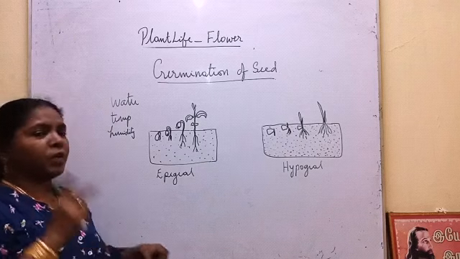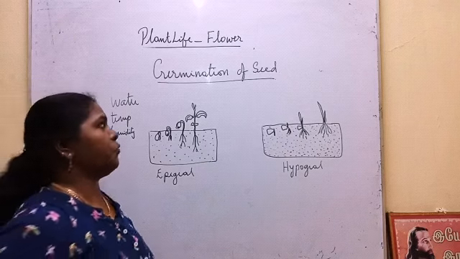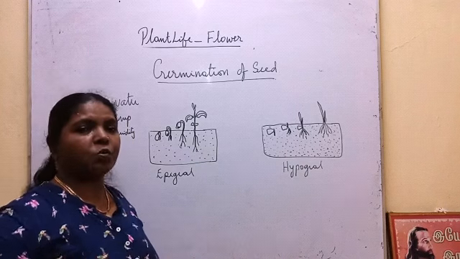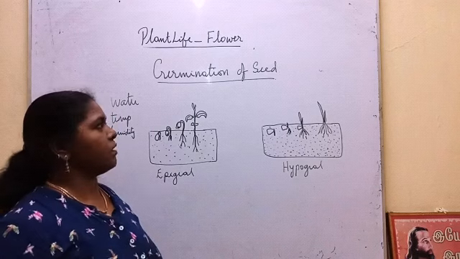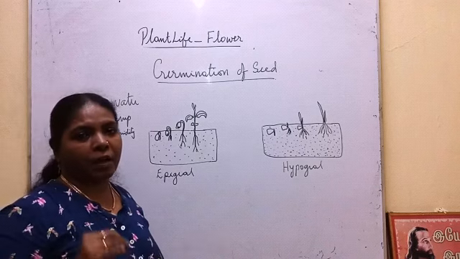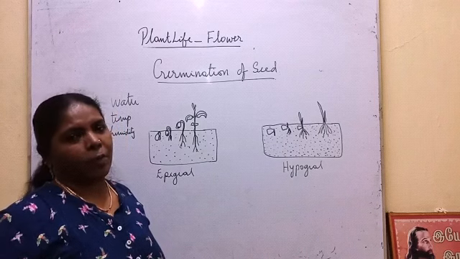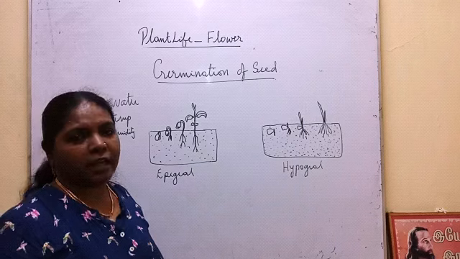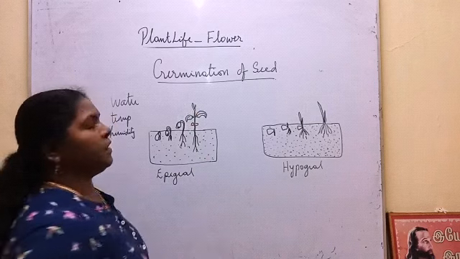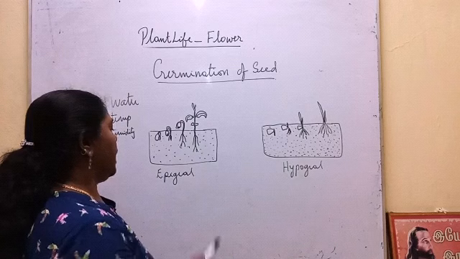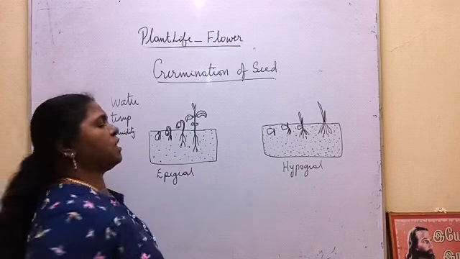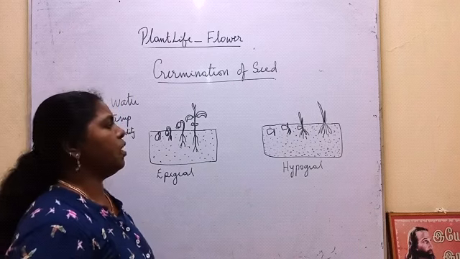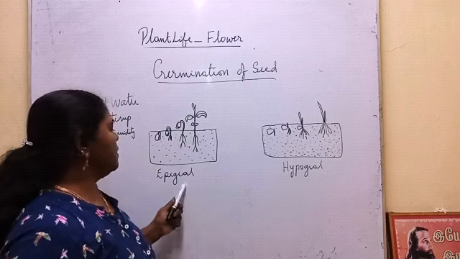Now, there are two types of germination seen in seeds. Before that, what is germination? The embryo develops into a young plant. The process of development of the embryo into a young plant, or development of seed into a young plant, is called germination. There are two types of germination: epigeal germination and hypogeal germination. These terms you will be studying in higher classes. Anyway, now itself you better learn these terms.